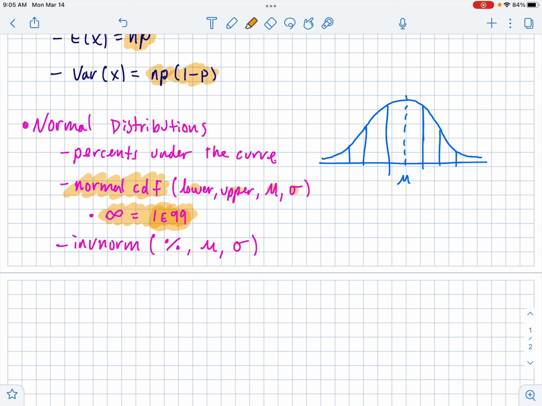Also, there might be some questions where you have to work backwards, where you're given an area under the curve and you're trying to find the score cutoff. That's where you need to use invNorm, which goes percent, mean, and then standard deviation. And remember, the percent is from the left.